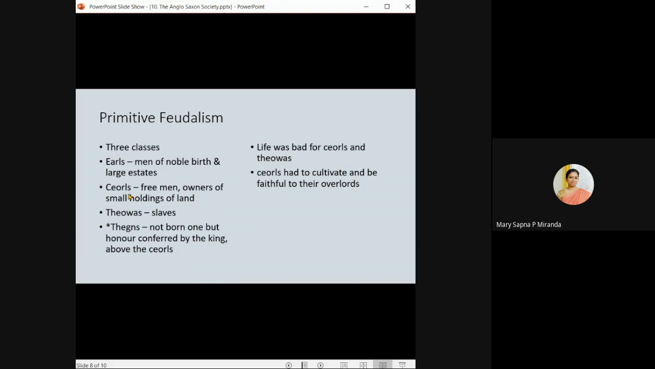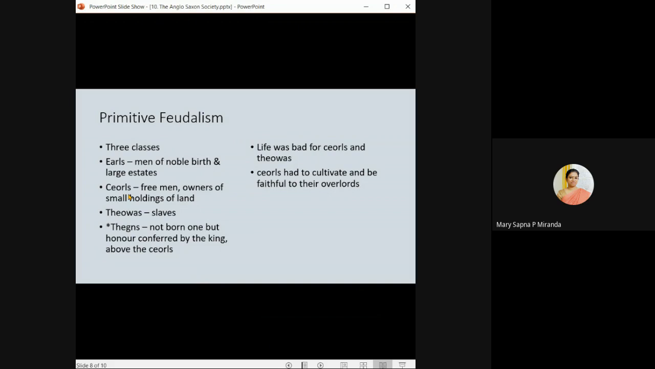Now, what about Thanes? We already saw this group called Thane referred to in two or three of the slides that we had seen, right? So, Thanes are actually not born Thanes, the local lords. They are not born local lords, but they could be given this honor by the king.